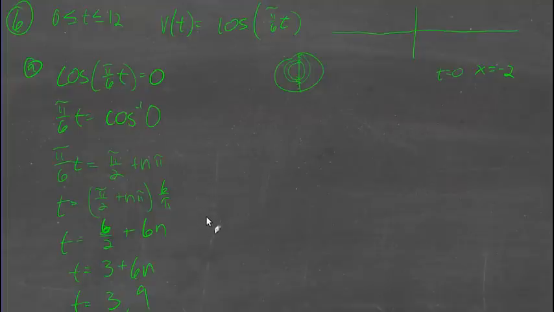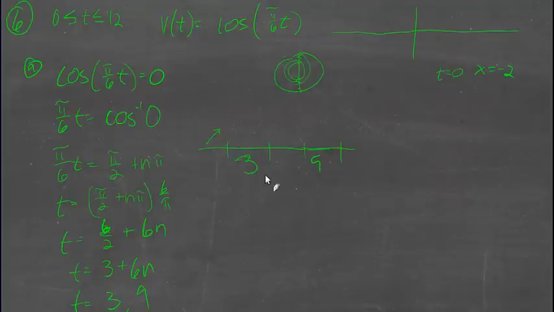So let's look at some values on the left and right of 3 and the left and right of 9. What's the derivative on the left of 3? So we put 0 into the cosine. Cosine of 0 is 1, that's positive, so we've got positive velocity. It's going up like that, or it's going to the right.